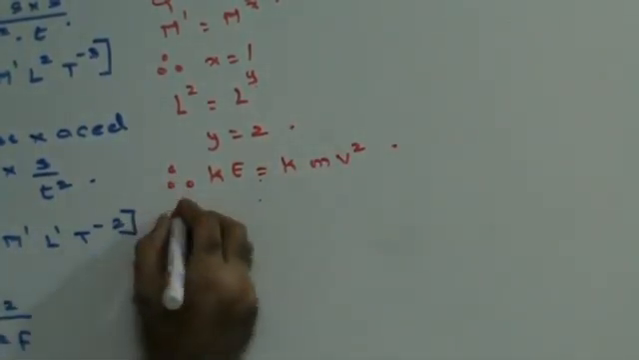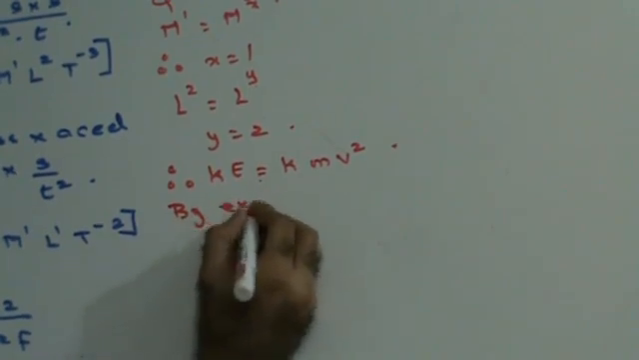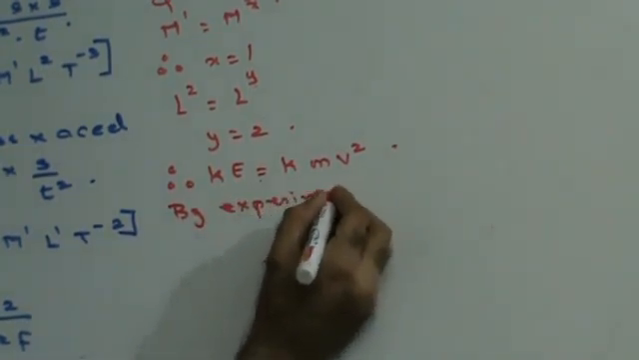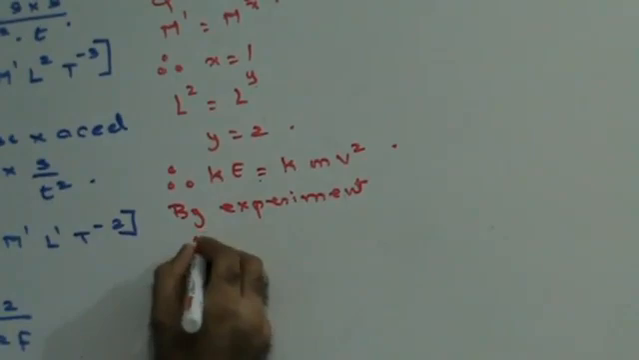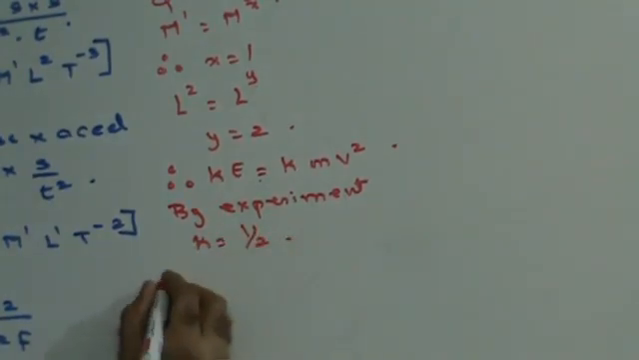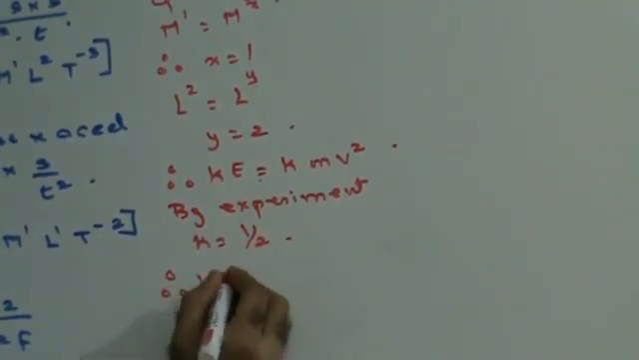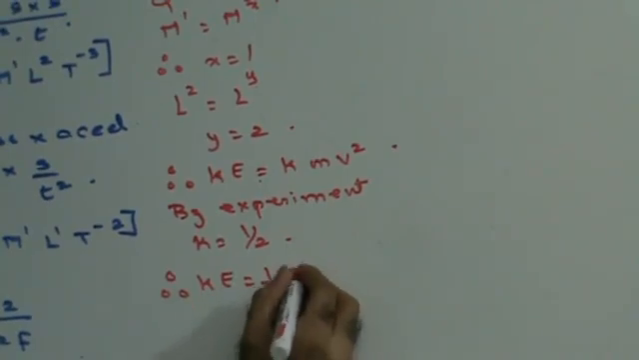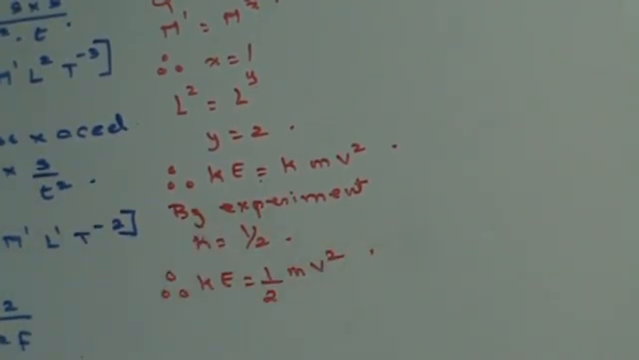Right? Once I have this, then by experiment you can find out the value of k to be 1 by 2, and therefore the expression kinetic energy is equal to half mv square. Right? Do we understand how we derive that expression? Next, take on next one, please.